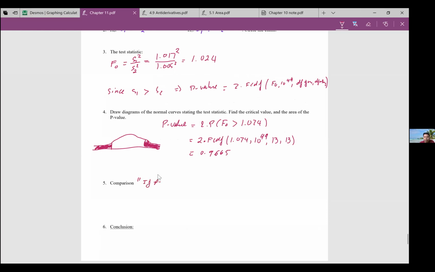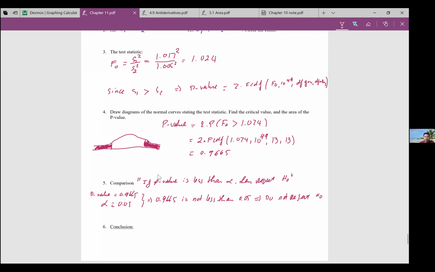For the comparison, same thing. If the p-value is less than alpha, then we reject the null hypothesis. The p-value is 0.9665, alpha is 0.05. So clearly you can see here that 0.9665 is not less than 0.05. So do not reject the null hypothesis.